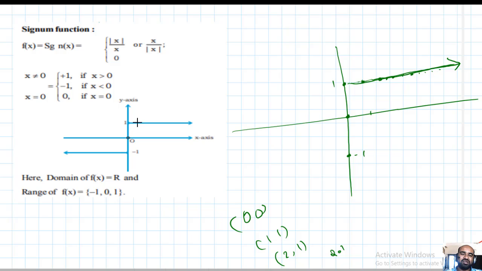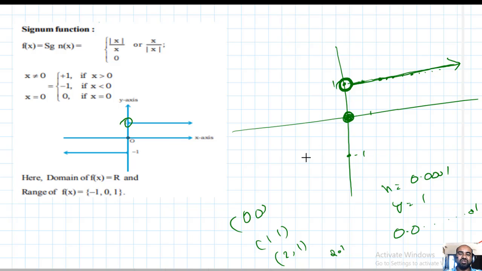So the important thing is, here the diagram is not clear. X is 0, y is 0. Here there is a thick circle, but here it should be an open circle. Because 0 plus means, what? 0.0001 is taken as x. Your output is 1. Understood? X is 0.000001, also y equals 1 only. That's why here you need to write an open circle. This is not the correct diagram. Here an open circle should be.